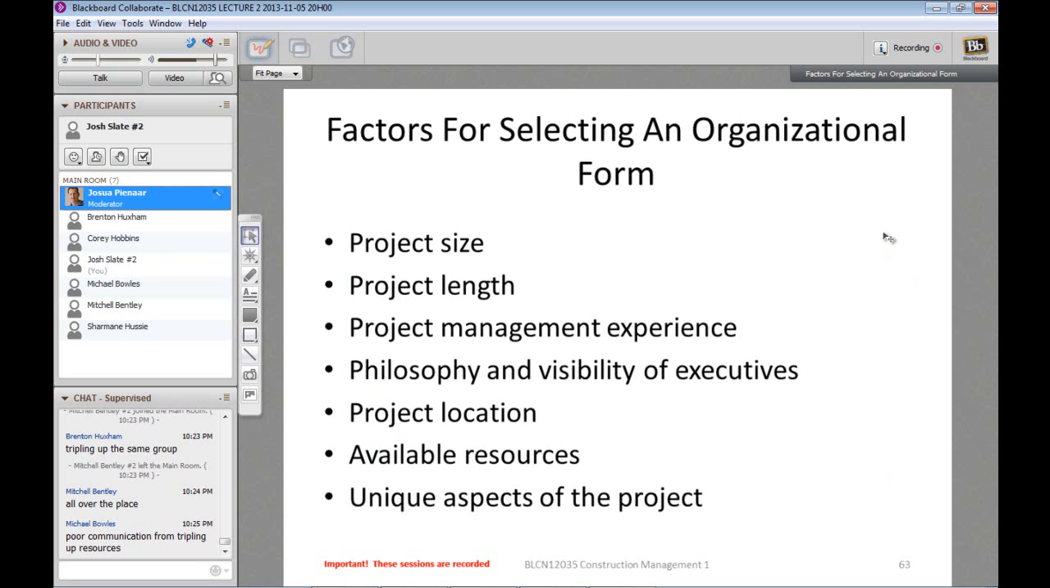All right, so when we look at the factors for selecting an organizational form, again, no real right and wrong answer. Project size, complexity, all of those issues that we've discussed earlier on, the philosophy and procurement structures or strategies that we're going to focus on will have an influence. Obviously, if you're going to have a project in Nigeria, for instance, it's going to be completely different to how we're going to do it in Australia.